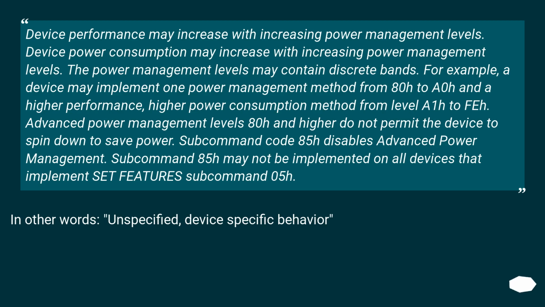Advanced power management levels 80h and higher do not permit the device to spin down to save power. Subcommand code 85h disables advanced power management. Subcommand 85h may not be implemented on all devices that implement SET FEATURES subcommand 05h. In other words, unspecified, device-specific behavior.